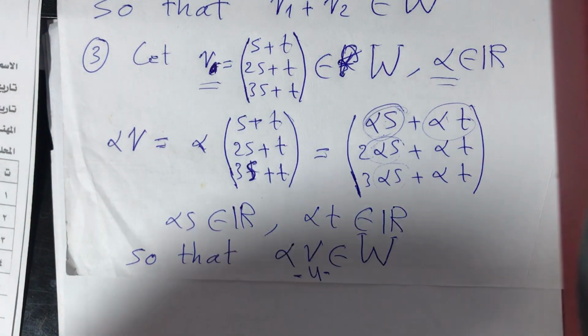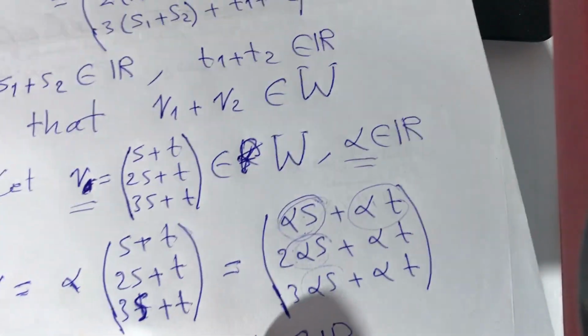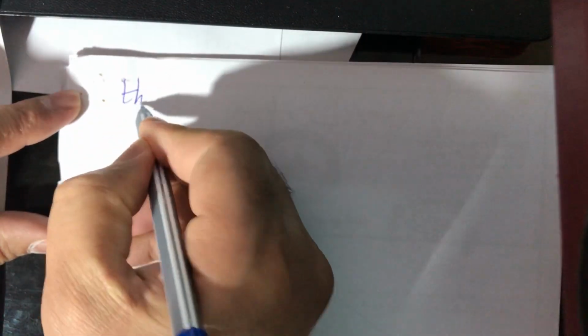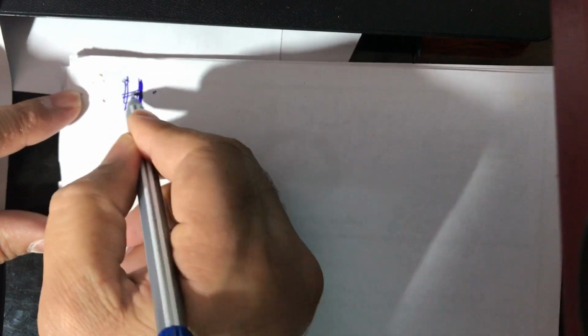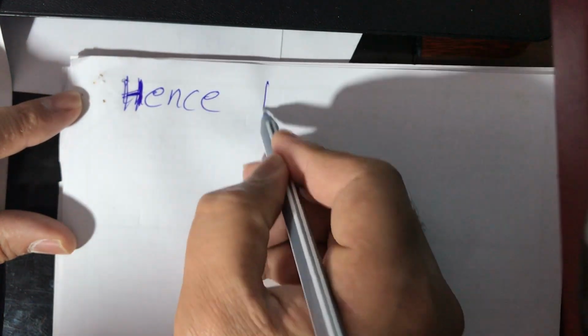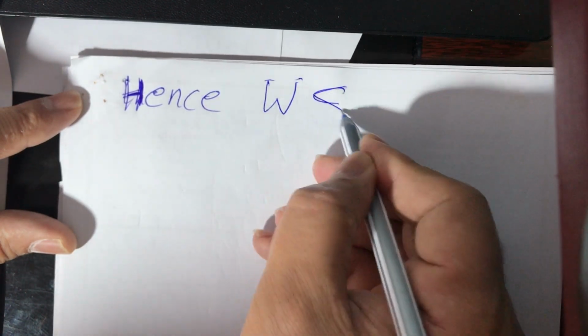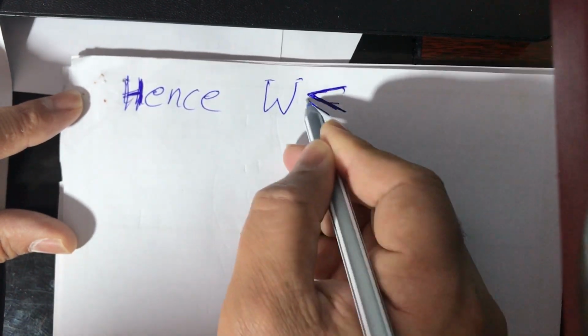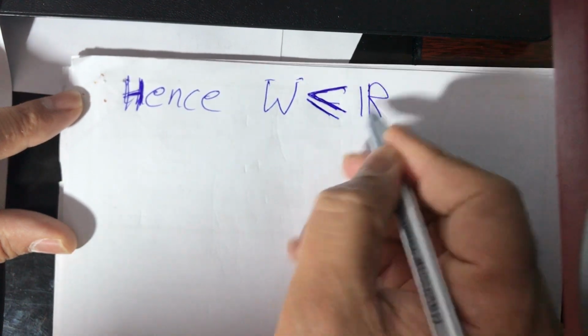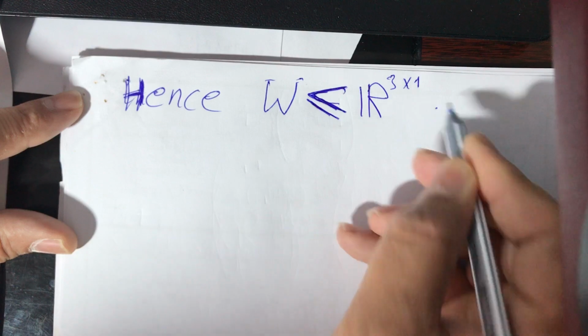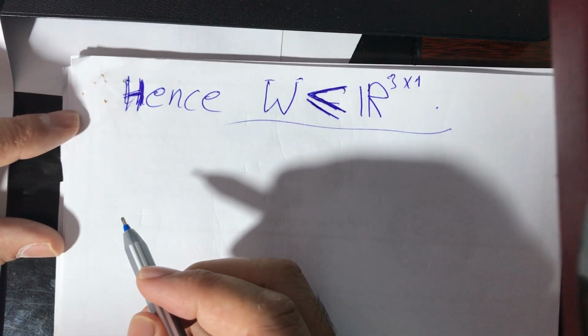Then W is a subspace of R^3, hence W is a subspace of R^(3x1). That's our problem.